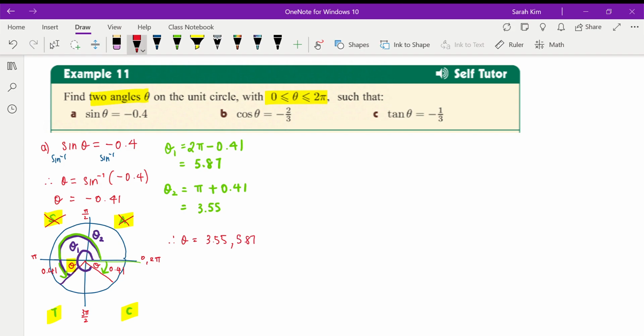Alright, let's give B a go. So same thing with B. I'm going to start off by figuring out what quadrant I'm going to have my answer. Actually, I'm going to inverse it to figure out the theta first. So if I inverse it, put it in the calculator.